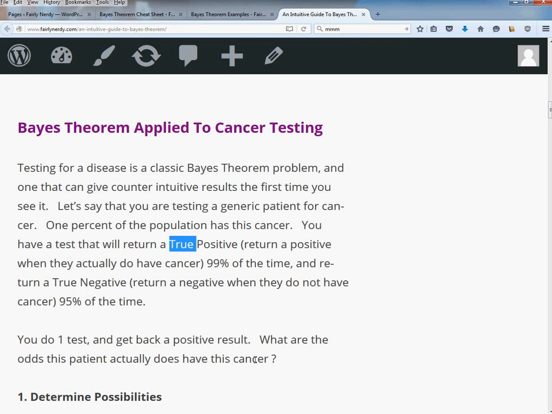So without applying Bayes' theorem, just intuitively, some people might assume that the odds are really high. You might think, hey, this test is 95%, 99% reliable. It's going to return a positive 99% of the time, and a true negative 95% of the time. It should be really high chances that this patient has cancer. We're going to apply Bayes' theorem and show that that's not the case.